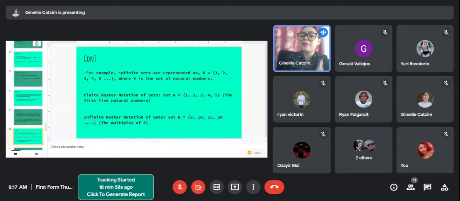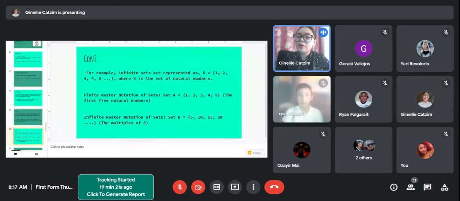Now, infinite sets are represented just as I was mentioning. X is the set of natural numbers. Because we cannot represent all the natural numbers in a set, right? As I mentioned, those are infinite. It keeps going. We just write maybe up to 5, and then we continue with the 3 dots there.